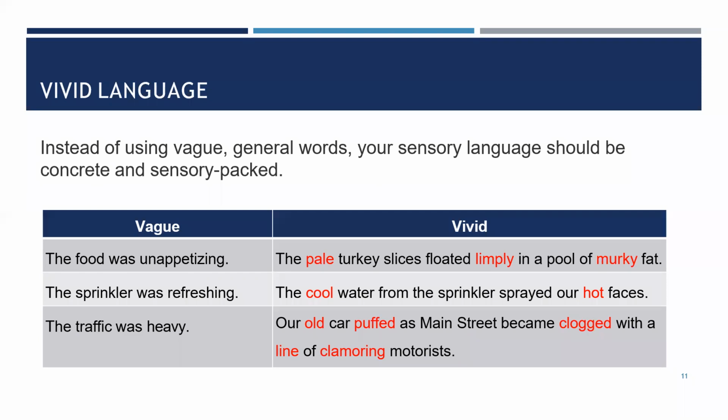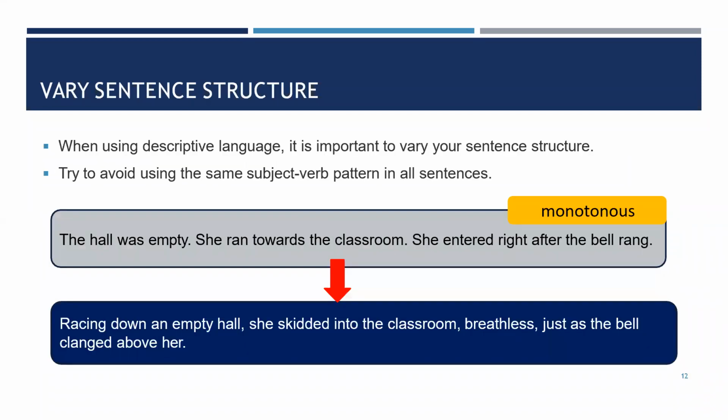So you can compare how to use vague and vivid sentences, and try to avoid using vague sentences in descriptive writing. And then we talk about varying sentence structure. When using descriptive language, it is important to vary your sentence structure. Try to avoid using the same subject-verb pattern in all sentences.